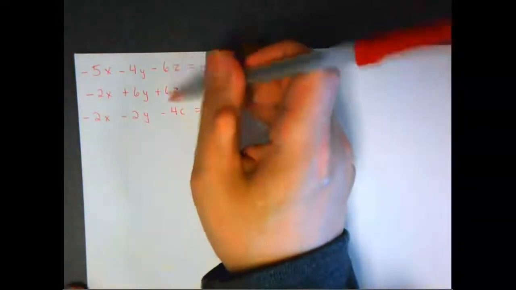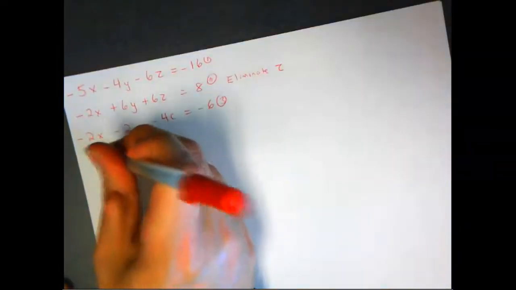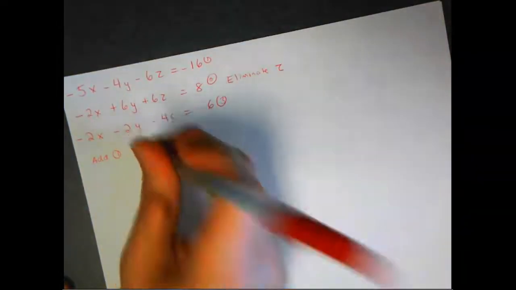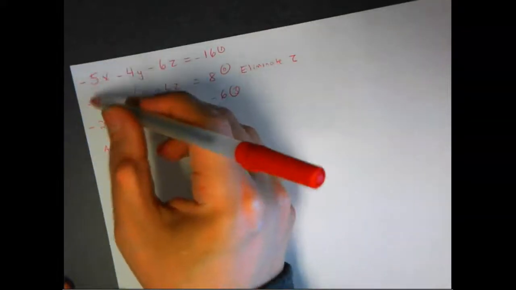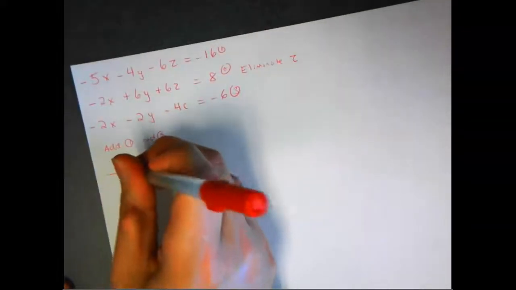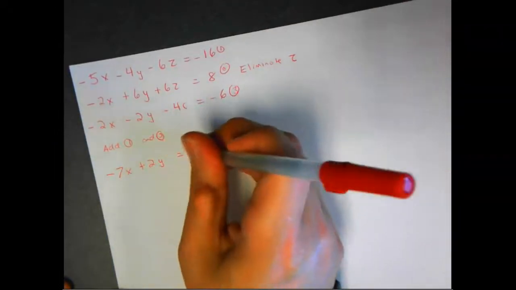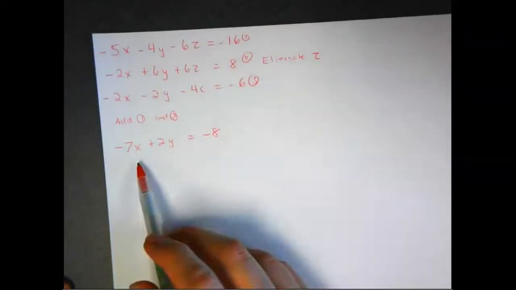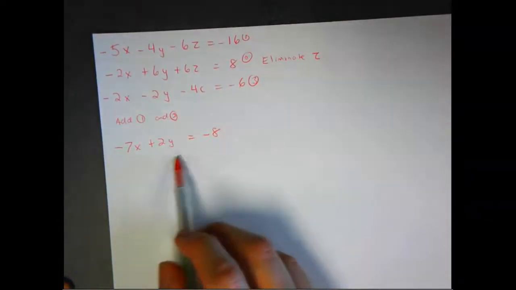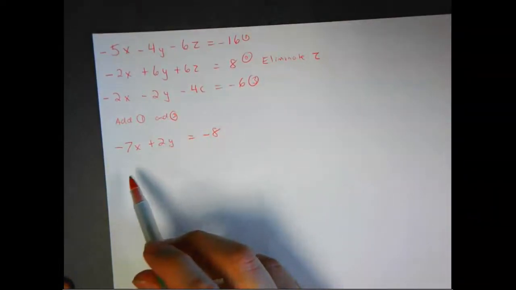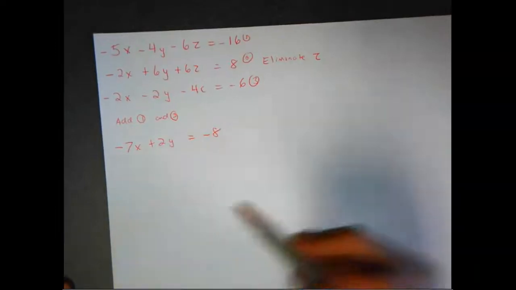These two together is an easy way to eliminate z. So I'm going to add 1 and 2. I'll do it here. Negative 5x, that gives me negative 7x plus 2y, these cancel. There's my first equation with two variables. So I need to do another combination now.